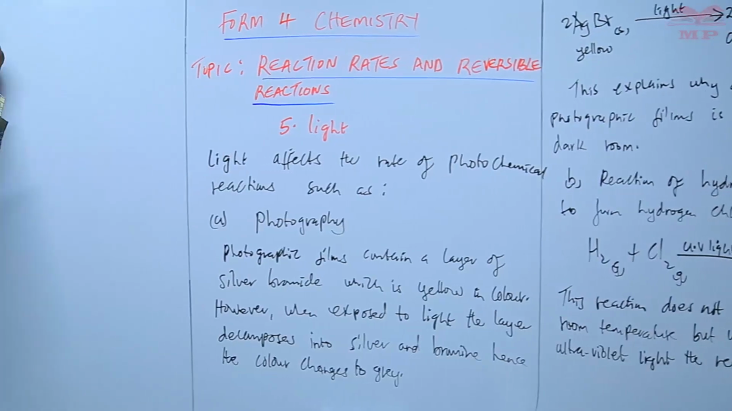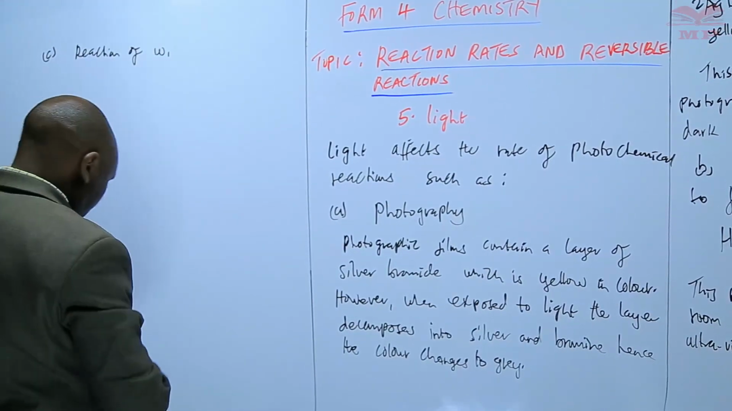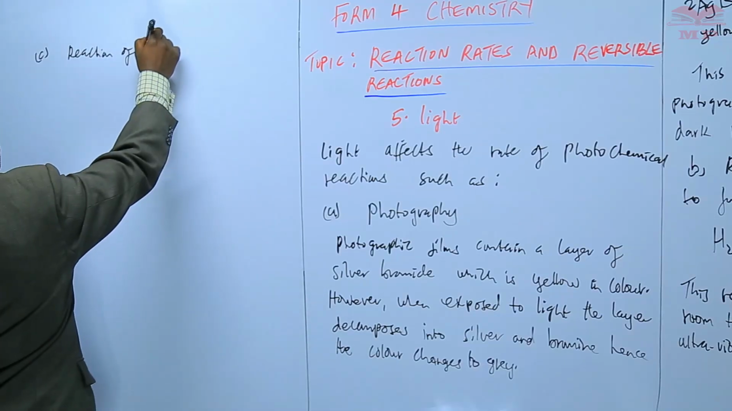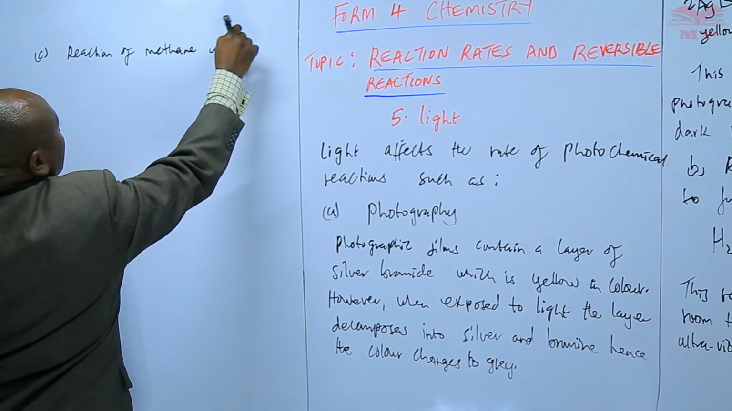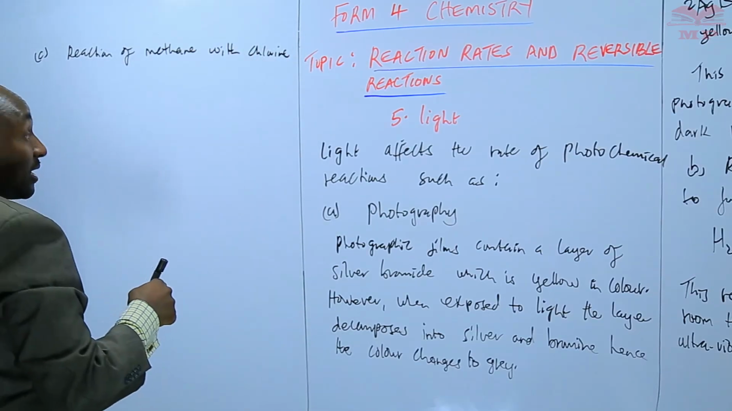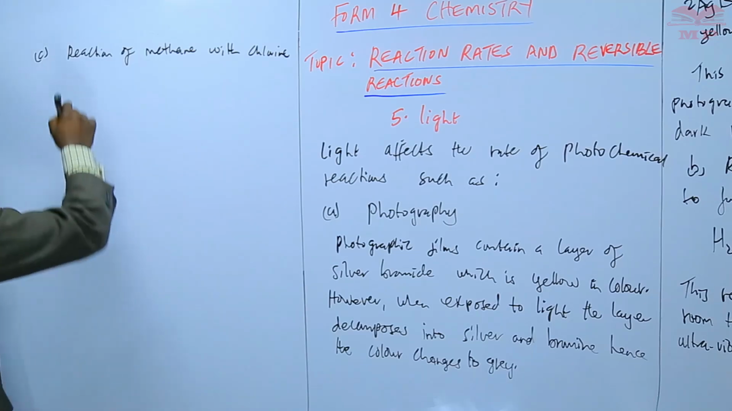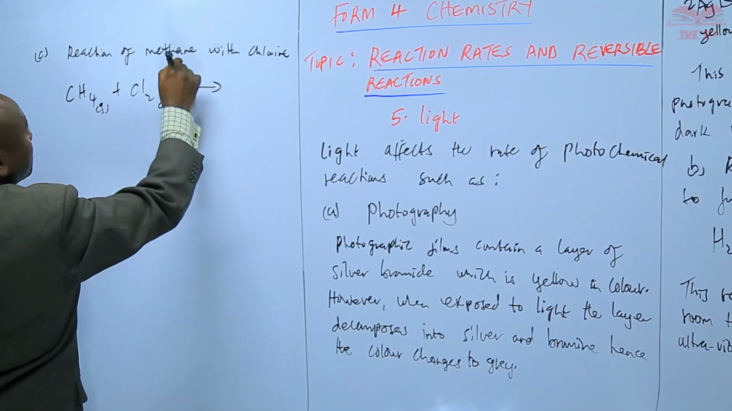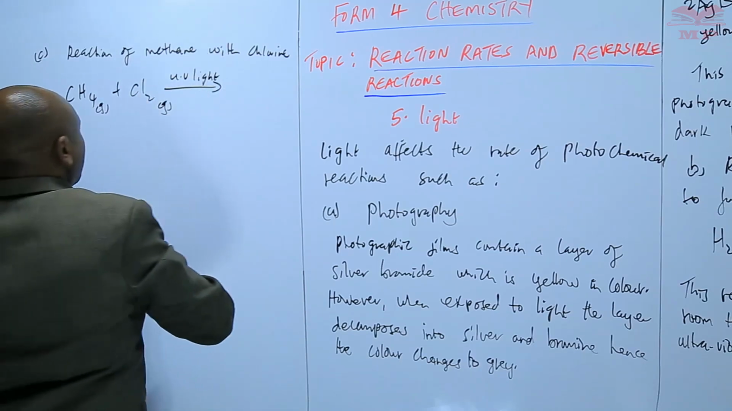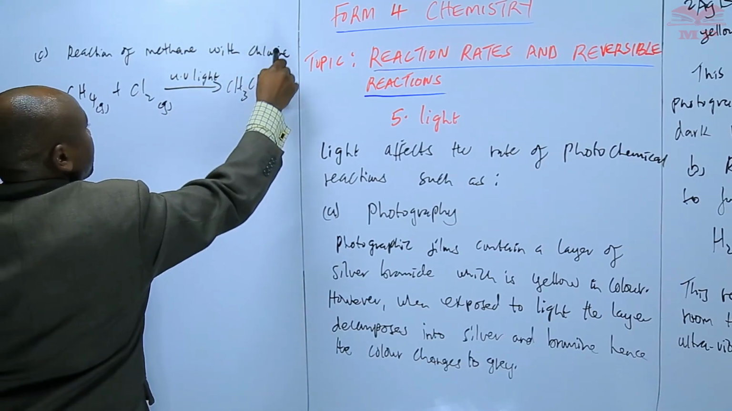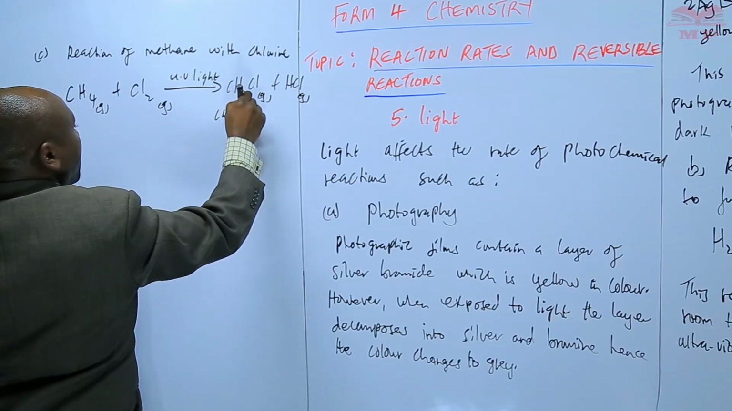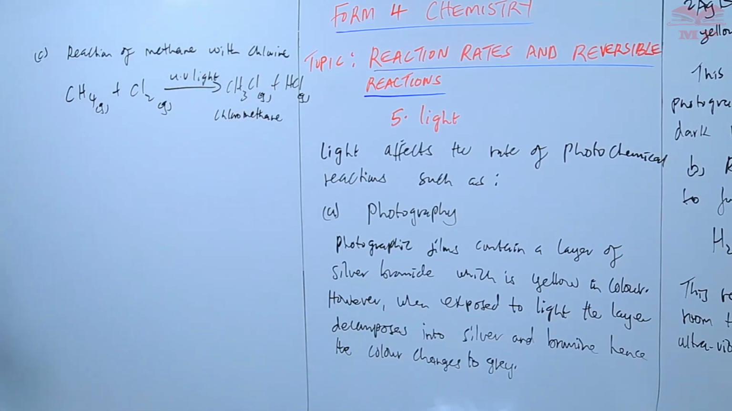Another example is the reaction of methane with chlorine, which also occurs in the presence of UV light. It does not occur in the dark. So we form chloromethane. So we are saying that that reaction occurs only in the light.